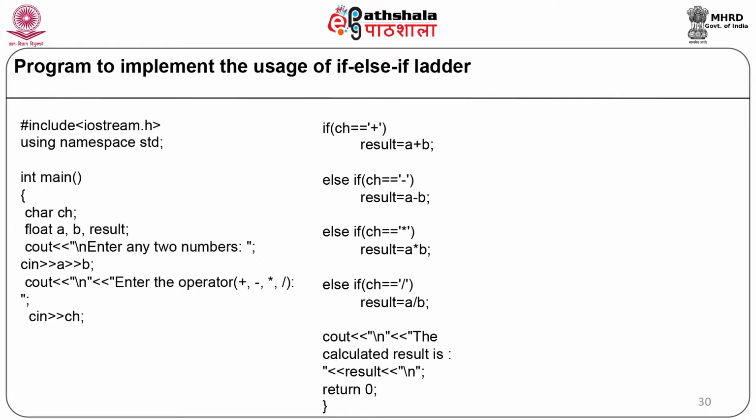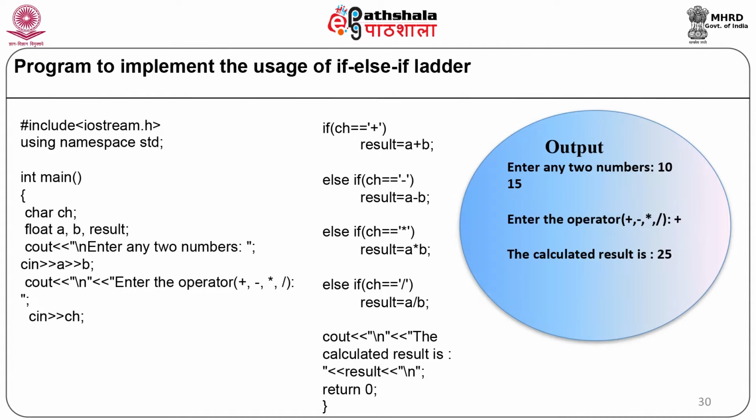When the above code is compiled and executed, it will produce the result: enter any 2 numbers. Suppose the user enters the numbers 10 and 15. The next message that will be displayed is: enter the operator plus, minus, star and slash. Suppose the user has entered the operator as plus, then the calculated result is 25, where the 2 numbers 10 and 15 are being added.